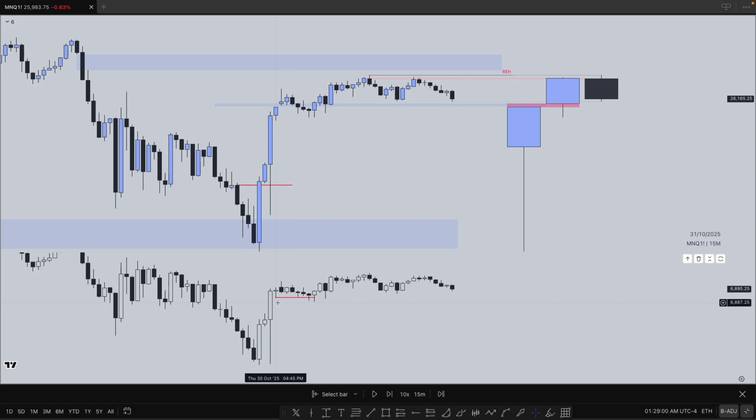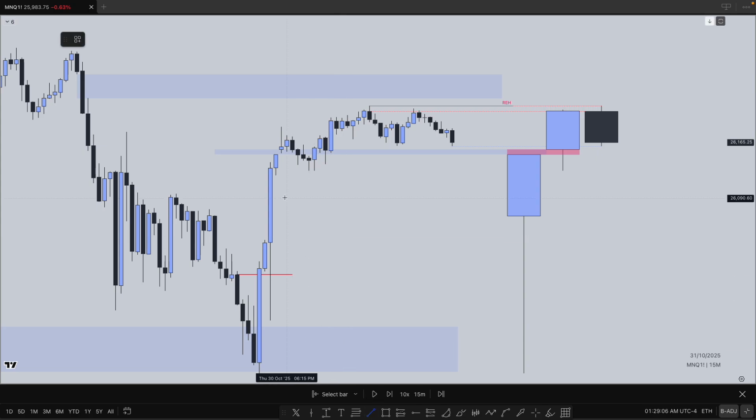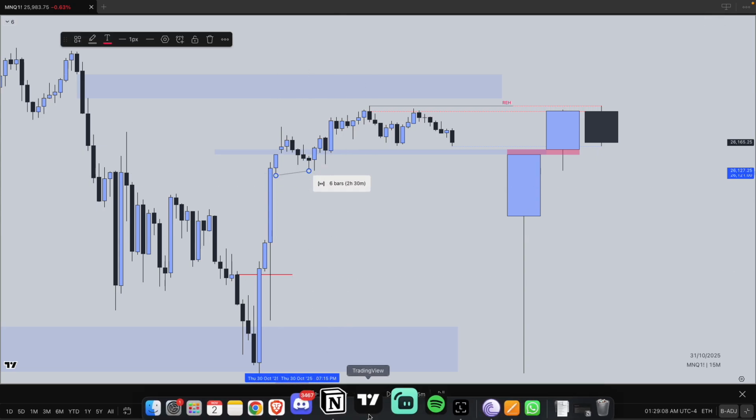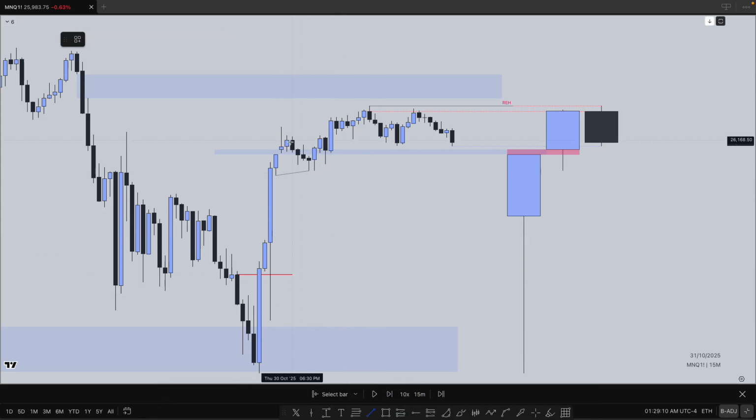confirmation from the correlated pair. So you can see that ES has in fact dropped into this Fibonacci gap. So technically ES has done the same. And then we've closed above this range. So we've expanded, retraced, and continued.